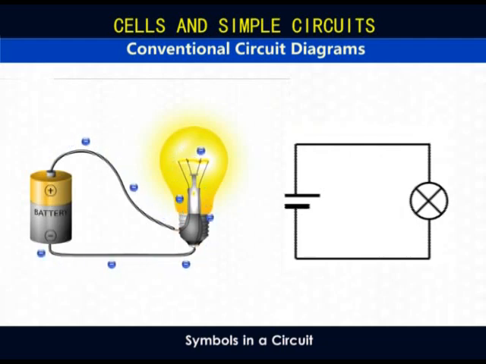So, this is a complete diagram for a simple circuit. The conductors must be straight with no breaks. Corners are at right angles.